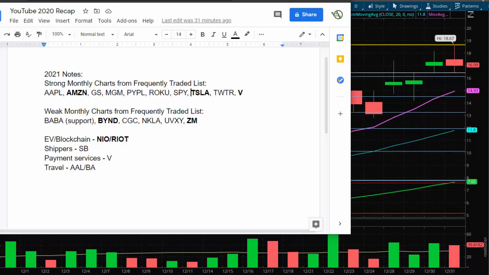The point is not to time the markets. The goal is to just focus on these names and wait for our setups. We are traders. We are not emotional investors. I'm saying that because I think that's a good positive note to start the year out on.